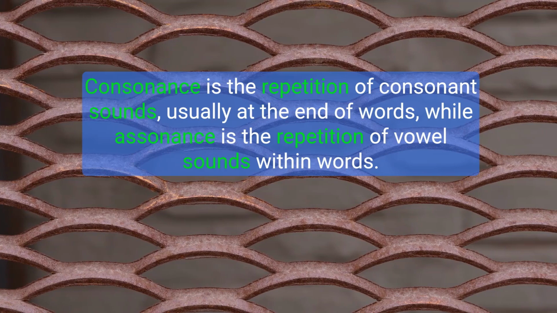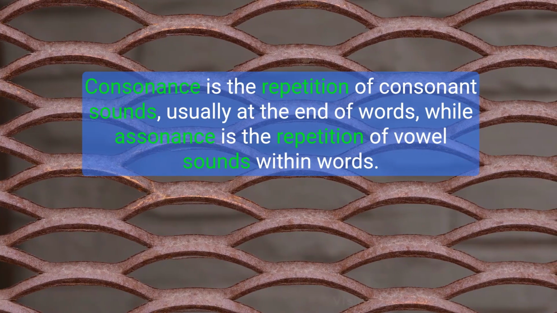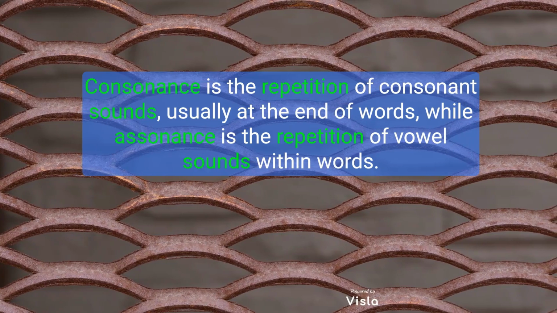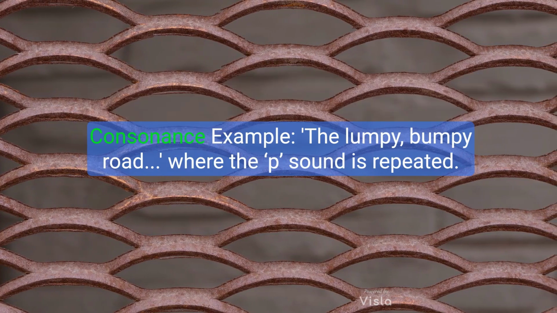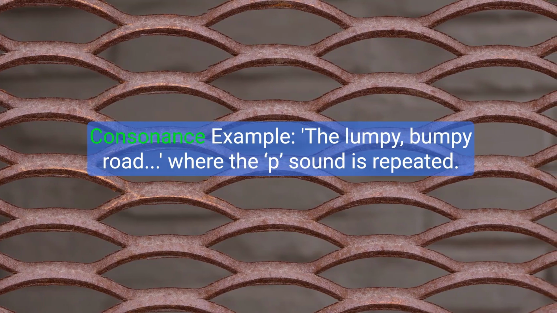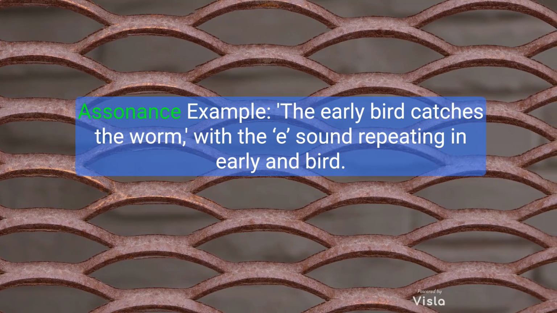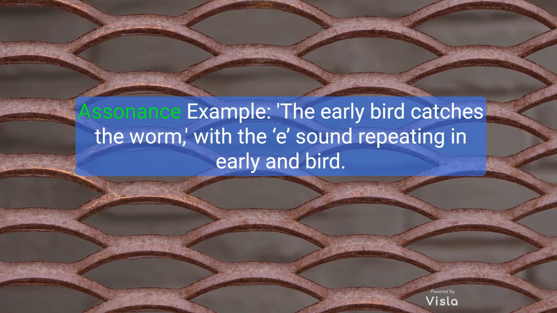Consonance is the repetition of consonant sounds, usually at the end of words, while assonance is the repetition of vowel sounds within words. Consonance example, the lumpy, bumpy road, where the P sound is repeated. Assonance example, the early bird catches the worm, with the E sound repeating in early and bird.